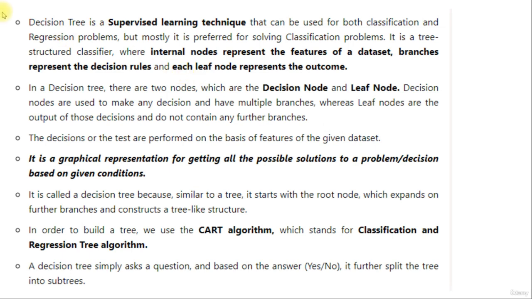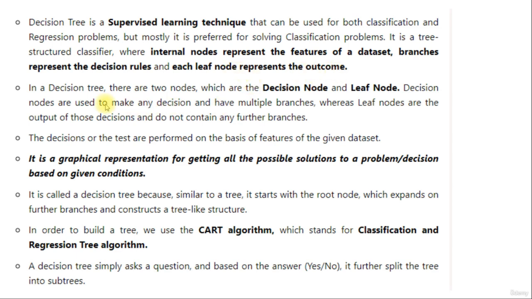So, decision tree is a supervised learning technique that can be used for both classification and regression problems, but mostly we use decision tree to solve the classification problems. It is a tree structured classifier where internal nodes represent the features of the dataset, branches represent the decision rules, and each leaf node represents the outcome.